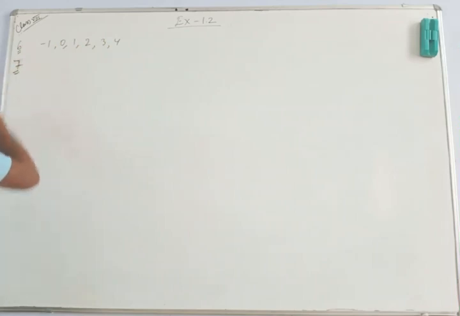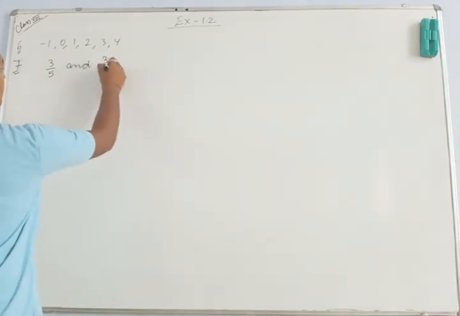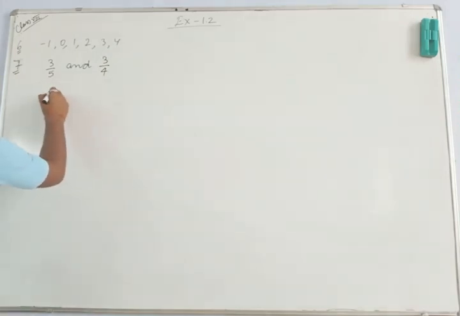Now the 7th one. In this question it says find 10 rational numbers between 3 upon 5 and 3 upon 4. So we have to find 10 rational numbers in between these two. So the primary work is what? What will we be doing?